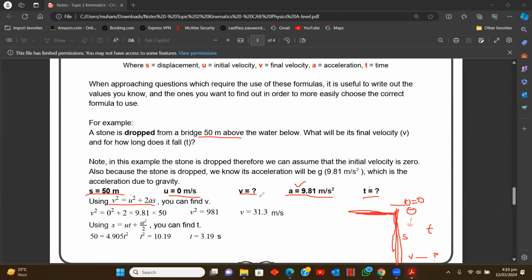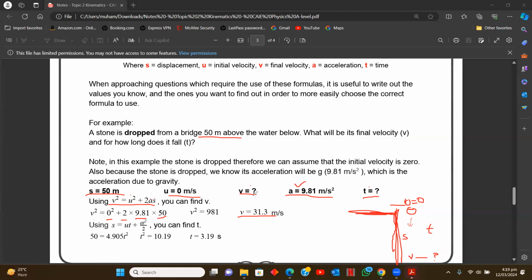So this is how we picked the appropriate equation once we knew the data that we have and the data that we're supposed to find. v squared equals u squared, u squared is 0 squared, plus 2as, with acceleration 9.81 and s 50. Putting this in, we get the velocity as 31.3 meters per second. Now this is the final velocity of the stone. The stone's initial velocity was 0 and it touched down at 31 in the end.